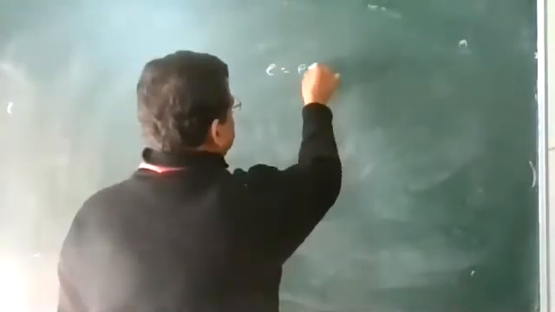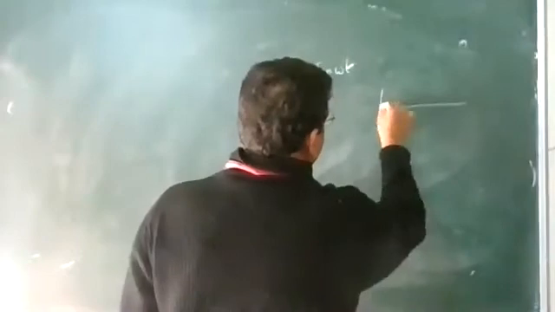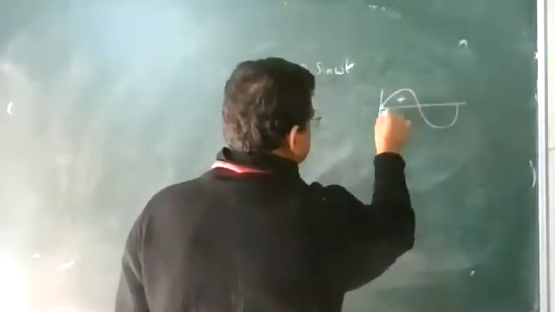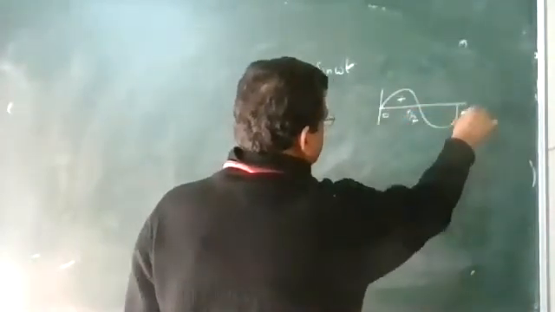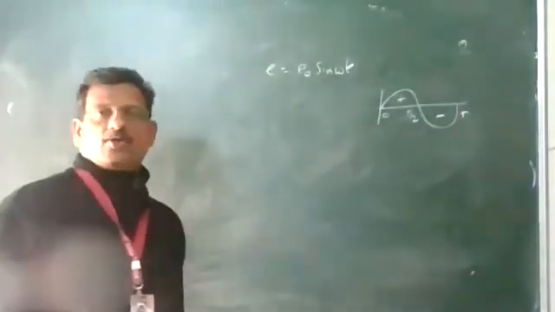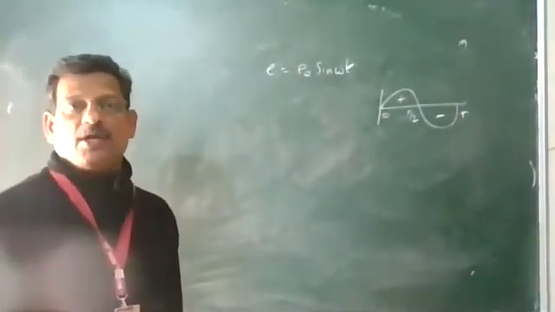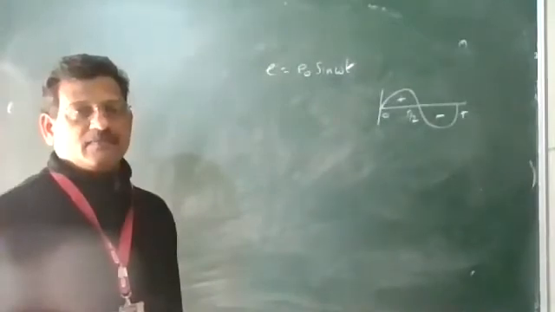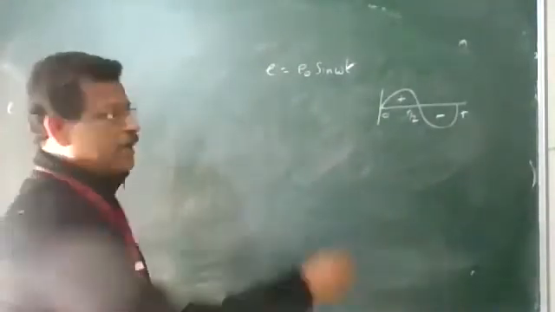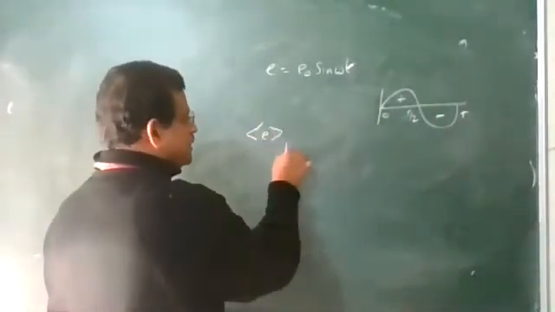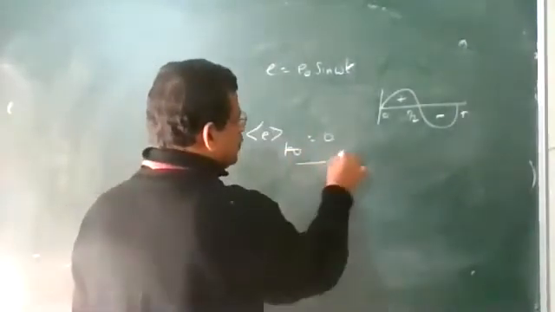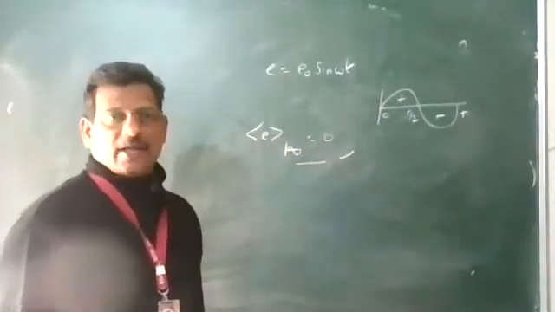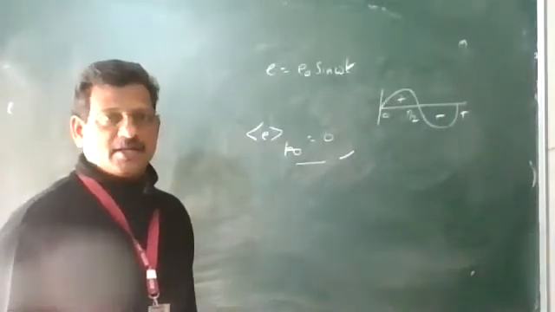Average value over a cycle of E equal to E naught sin omega t. What is the average value over one cycle? This is a positive half cycle from 0 to pi, and then pi to 2 pi is negative. What is the total average value over a cycle? Of course, we are going to discuss this. The average value over a cycle is equal to 0. We are explaining this along with the AC generator.